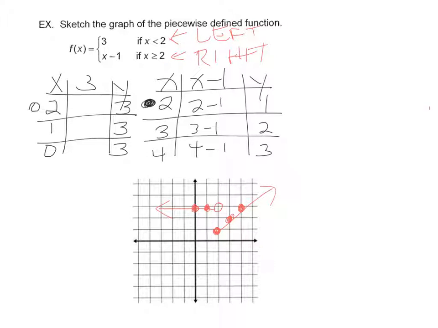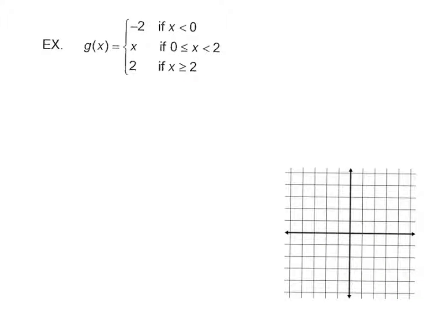Sometimes you'll have points overlap each other, and that's fine, and sometimes it's completely disconnected, like this one is. So it's a piecewise function. The graph is in pieces. Let's try another one. This one is in 3 pieces. So we'll make 3 tables.